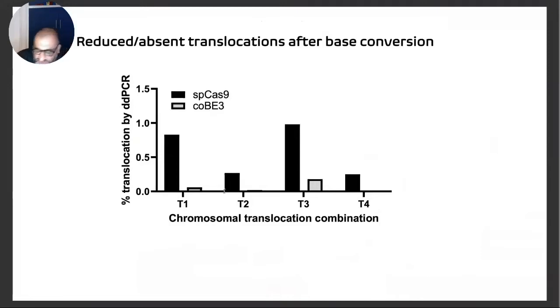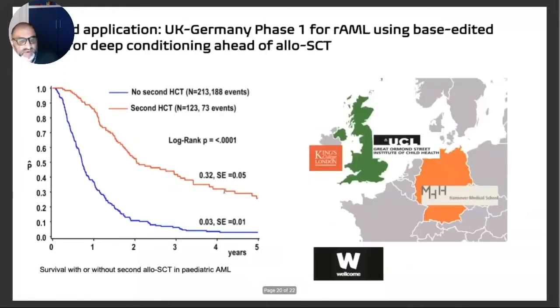So we think, in fact, that particular platform will be useful going forward for our next iteration of engineered cells, which will be used in the UK and Europe, in Germany, to treat children with relapsed AML, where we need to have multiple edits in cells.